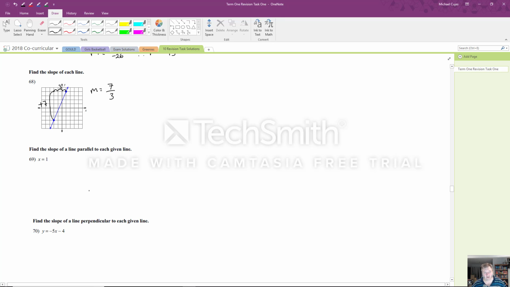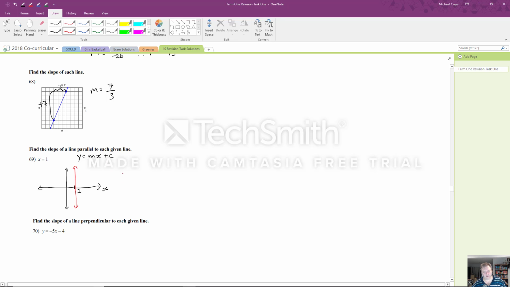Parallel lines have equal gradients. So find the slope of a line parallel. Ooh, x equals 1. What's the gradient of that? I know y equals mx plus c, but there's no y in this one. That's right, you're remembering, aren't you? x equals 1 is a special line. It is a vertical line. This is my x-axis. Here's a point where x equals 1. Where are all the other points where x equals 1? All in that vertical line.